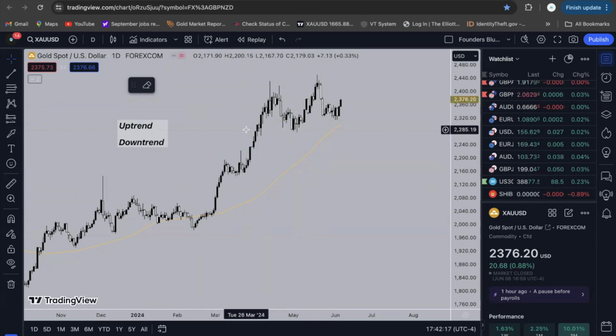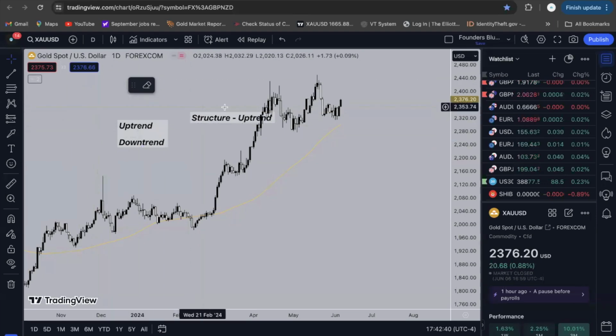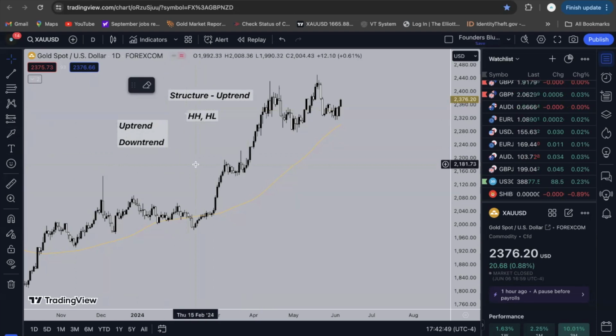So based off this structure right here, what type of trend are we currently in right now? Uptrend. We're in an uptrend. Now, in terms of our structure in an uptrend, what are our structure points in the uptrend? Higher highs and higher lows. Yep, perfect.